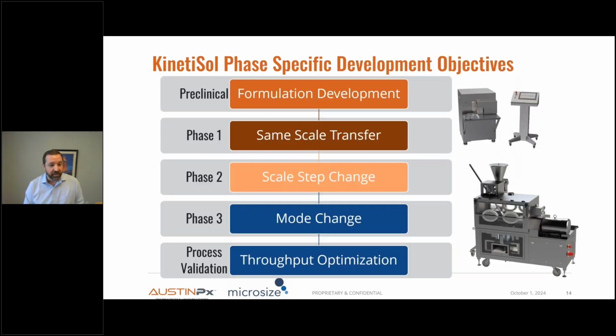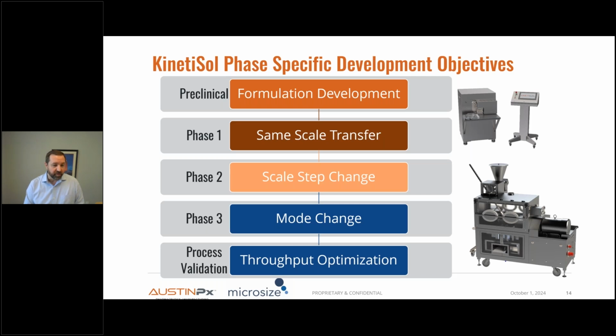So just to put that in a more visual context, the KinetiSol formulator in the top inset is what we utilize during formulation development. And then we can rapidly progress a prototype into a phase 1 clinical trial example through the same scale transfer. So the process parameters, the equipment that was used to develop the formulation can be utilized directly in a quick transfer to cGMP operations for proof of concept.